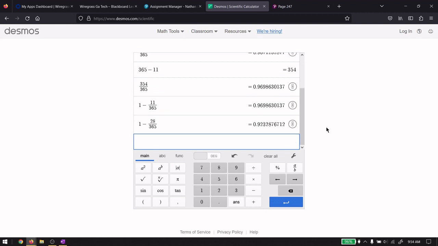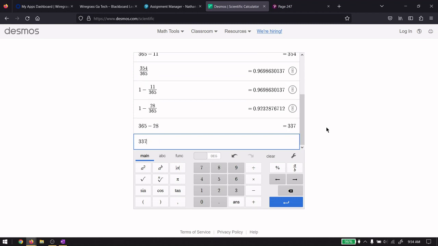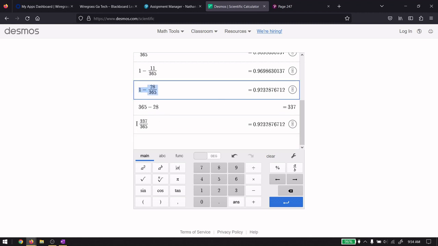You could also just take 365 minus the days from February and then divide that by the total possibilities. And once again, you can see that these are the exact same probability. We get 0.923.